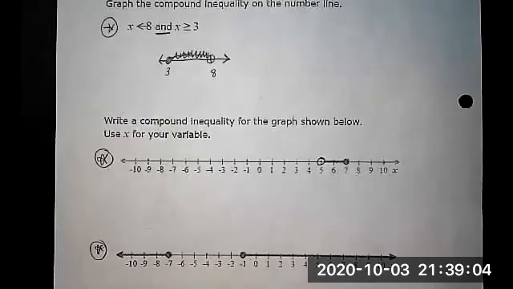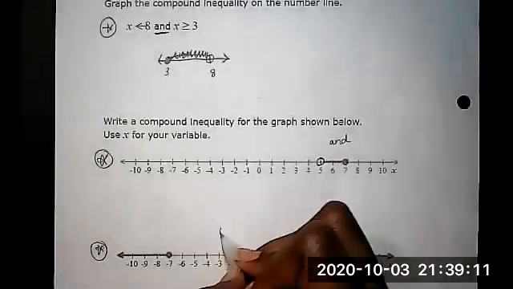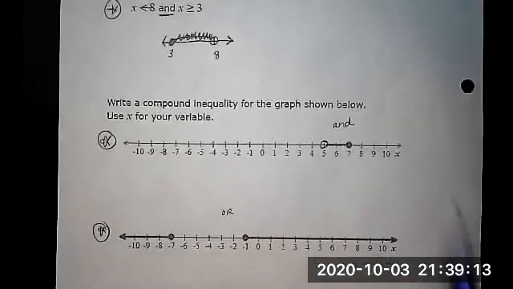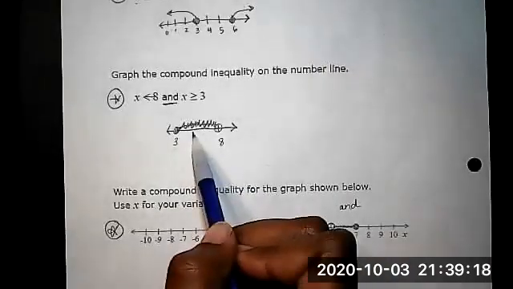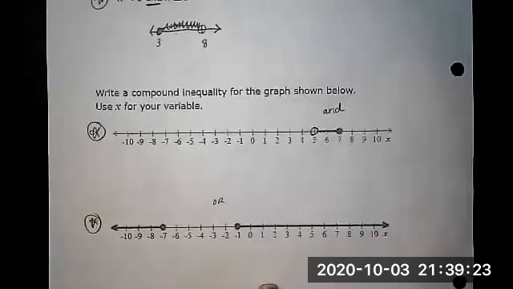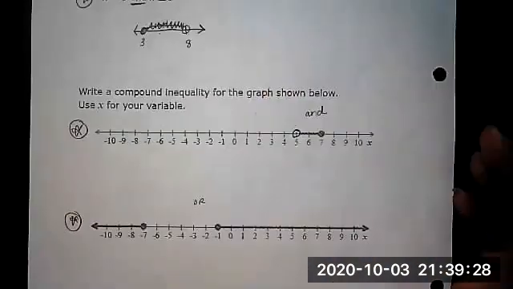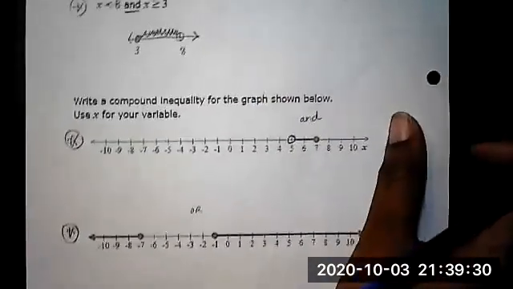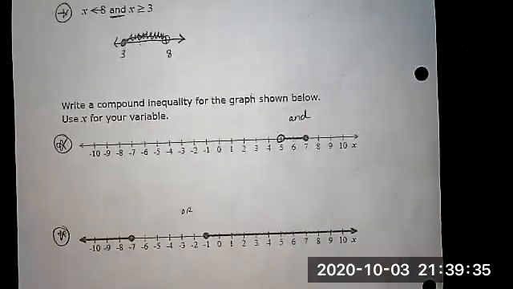Write the compound inequality for each graph shown. As you can see, this is an "and" problem. This one is an "or." How do we know? Because "and" graphs are usually conjoined this way, like we did here. "Or"s are going to look like that for the most part. So this one is an "and" problem. With the "and" problem, we can write it separately, but we need to make it look like we did at the very beginning when they're conjoined. There's only one variable.